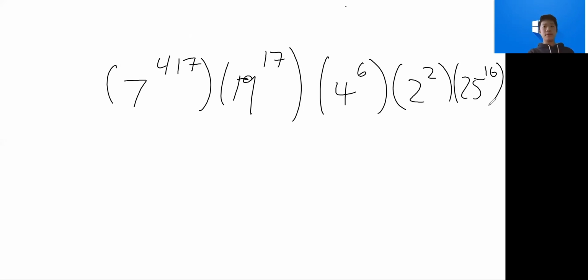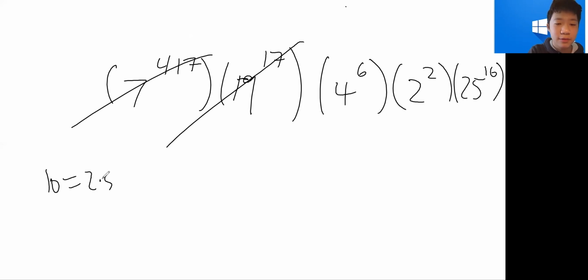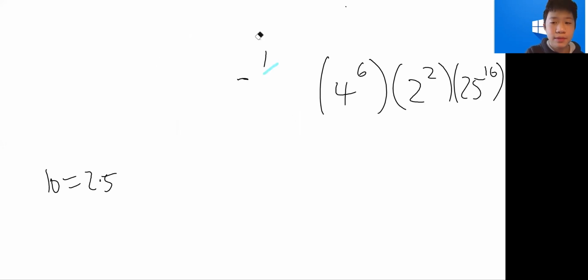So what we need to do is figure out how many powers of 10 there are in this number. For one thing, we can just get rid of these things that don't contribute anything to powers of 10, because 10 is 2 times 5. We're looking for powers of 2 and 5. So we can get rid of 7 and 19 definitely. Let's get rid of this one. They don't even count.